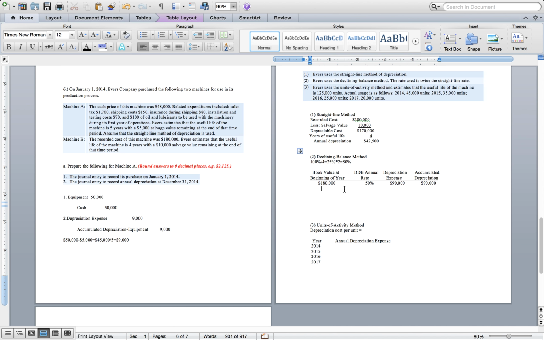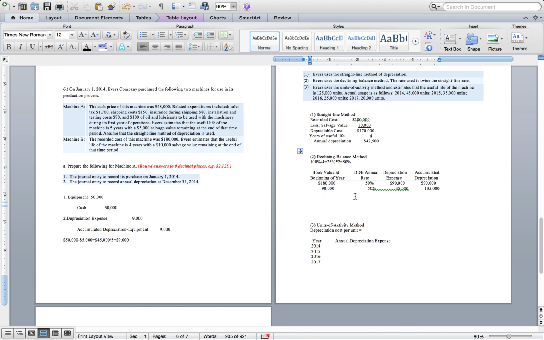Now the next year. Okay, now the book value is not going to be 180, it's going to be 90,000. Because if you take the book value at the beginning of the year 180 minus accumulated depreciation 90,000, that gives you 90,000. Now our rate will still be 50%. So now we take 50% of 90,000, which is 45,000. So our accumulated depreciation now increased. Take the 90,000 plus 45,000, it's 135,000.